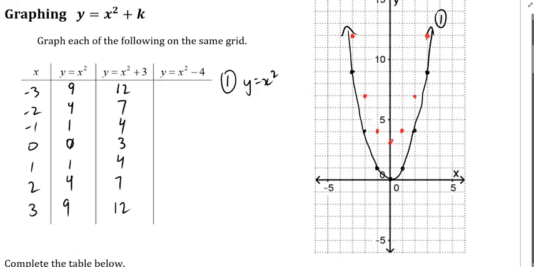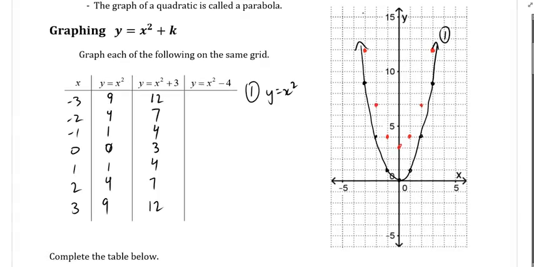Notice that I graphed them in red. If you have other colors, it might make your graph easier to read if you look back at it later, to use another colored pen. And we'll call that 2.